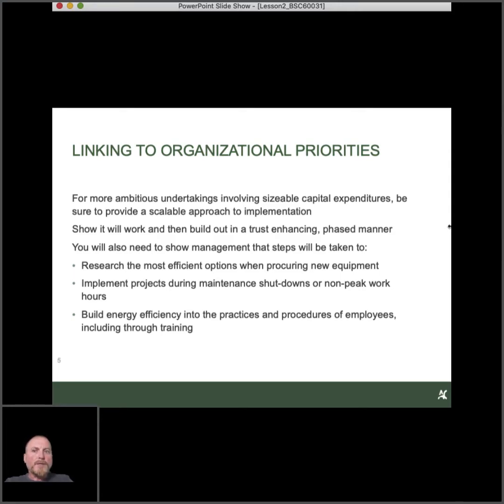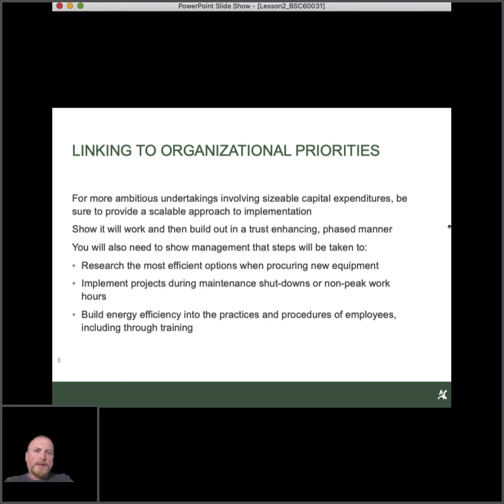So you need to show management that steps will be taken to research the most efficient options when procuring new equipment, for example, all right? Again, that requires reaching out to other key decision makers. You will be implementing projects in such a way that it won't cause untenable shutdowns, won't cause them to not meet quotas, et cetera, et cetera.